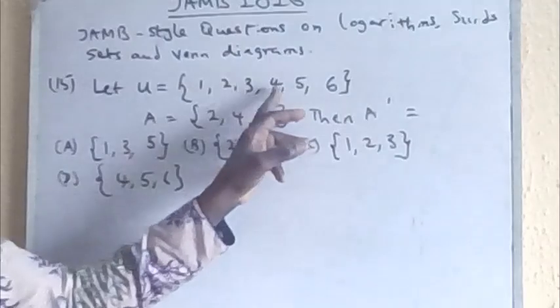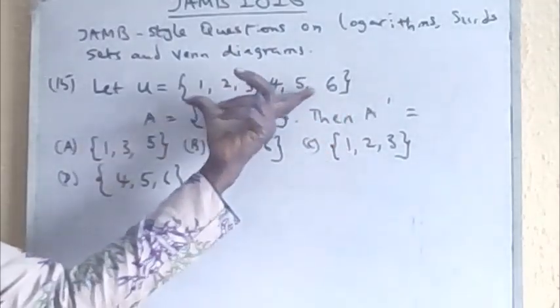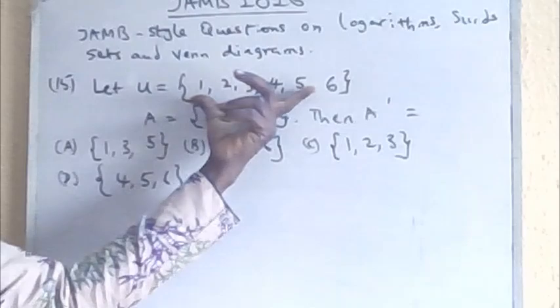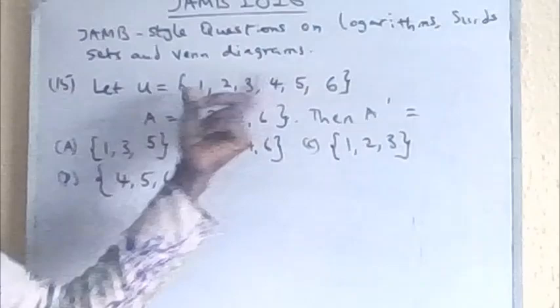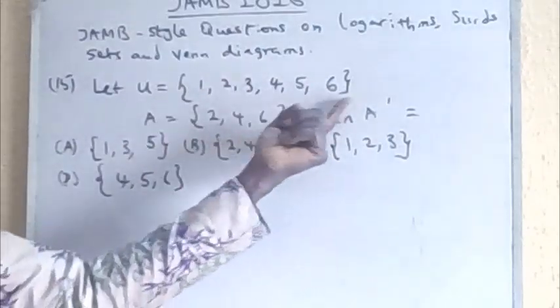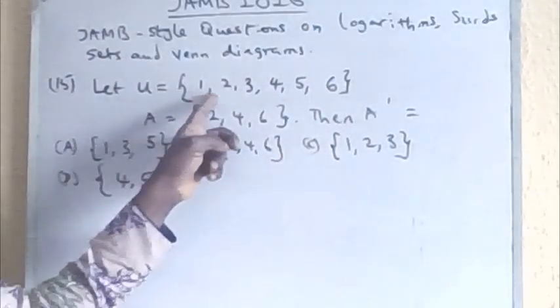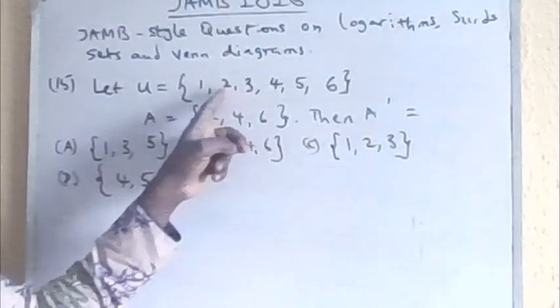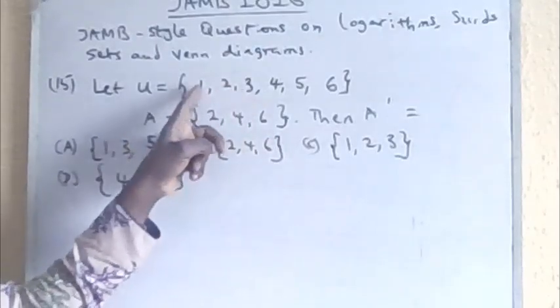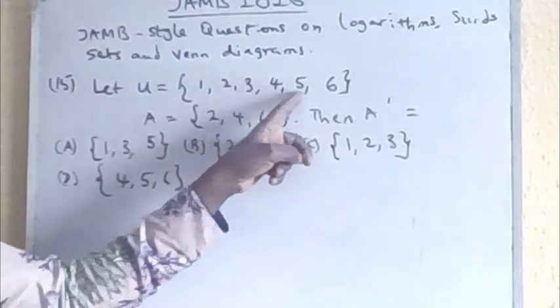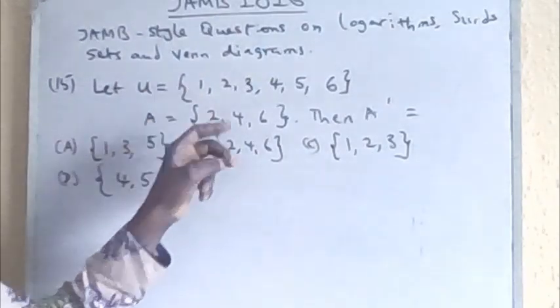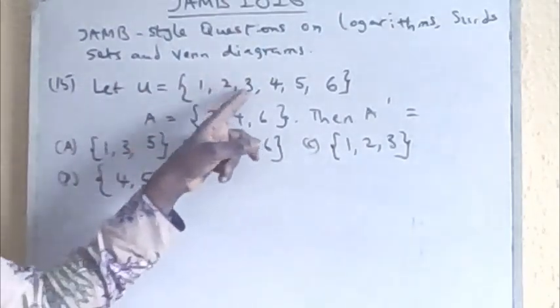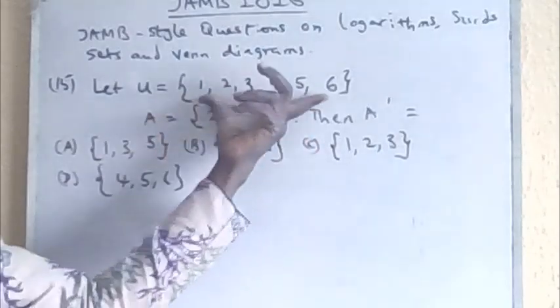You know, a set is just numbers in ordered form. You have two curly brackets bounding them, and they are demarcated by a comma sign. Everything inside here is called an element. So 1 is an element of this universal set, and so on. So I have 1, 2, 3, 4, 5, 6. These are 6 elements in this universal set. U is the universal set.